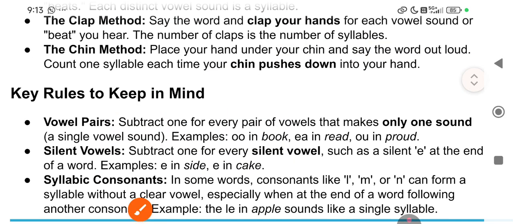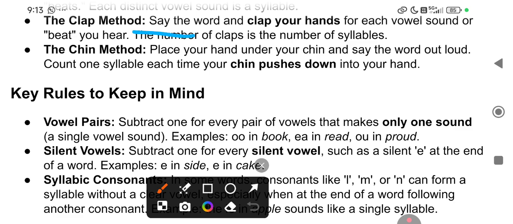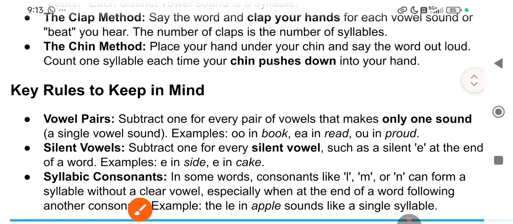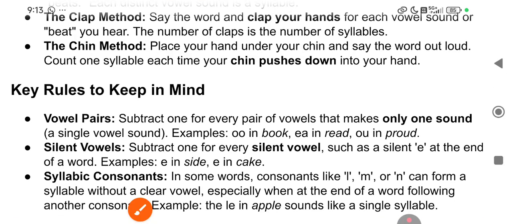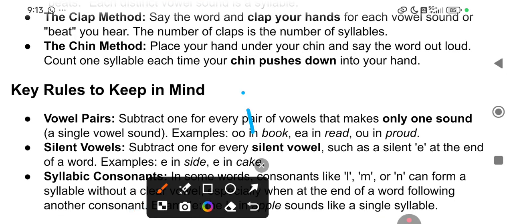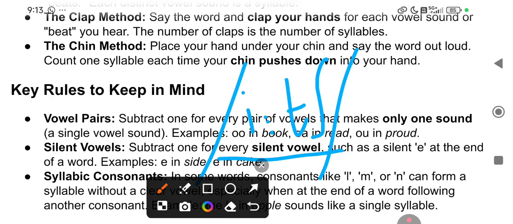Another method is the clap method. You can clap and then say the word and clap your hands. Deterioration: de-te-ri-o-ra-tion, this way you have to clap, right? For each syllable. Suppose each, so a one-syllable word, each, right?